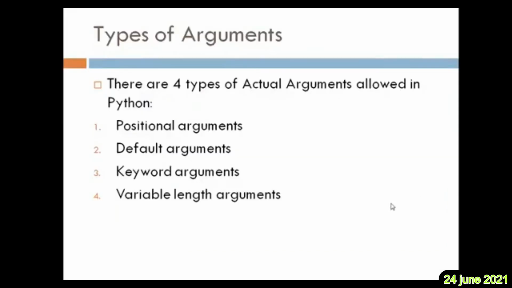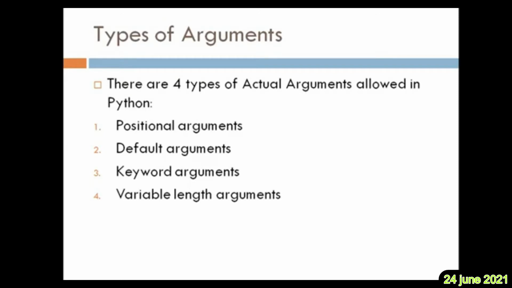In our previous class, we discussed parameters and arguments. What do you mean by parameters? The values given in the function header are parameters, and the values mentioned during the function call are arguments. Interchangeably they are called parameters as well as arguments. But actually, parameters are the values given in the function definition or function header, and arguments are the values given while calling the function.